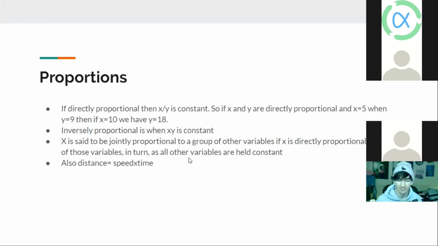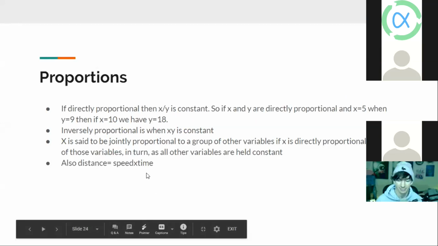Okay, proportions. If x and y are directly proportional, then you say x over y is constant. So if x and y are directly proportional and x is equal to 5 when y is equal to 9, then you're going to have 5 over 9 is equal to 10 over 18, which is true since they're directly proportional. If they're inversely proportional, then x times y is constant. And x is said to be jointly proportional to a group of other variables if x is directly proportional to each of those variables in turn, as all other variables are held constant. And also, distance is equal to speed times time.